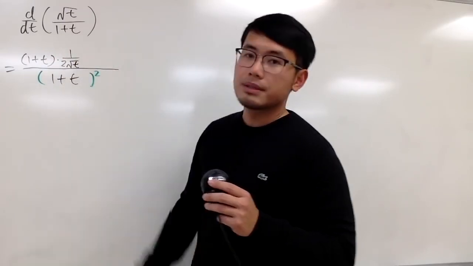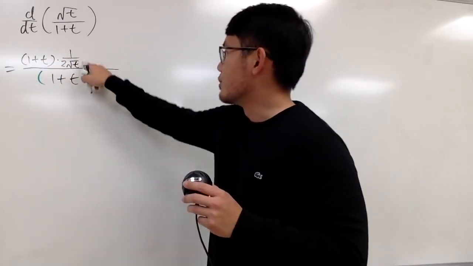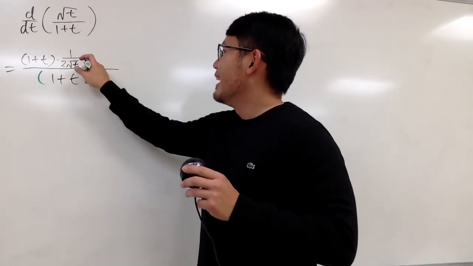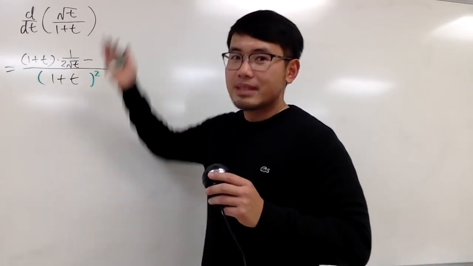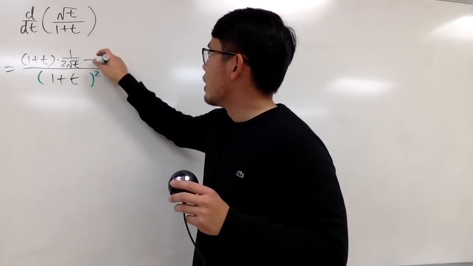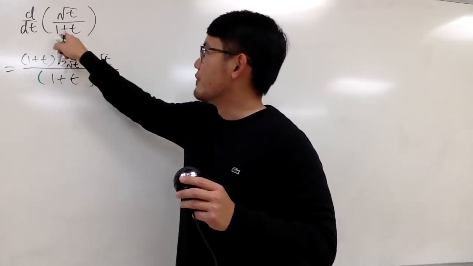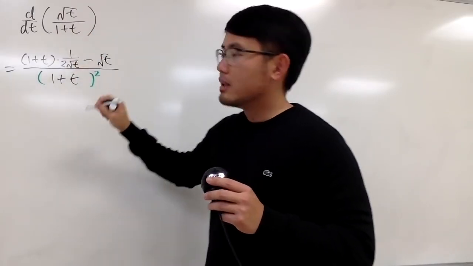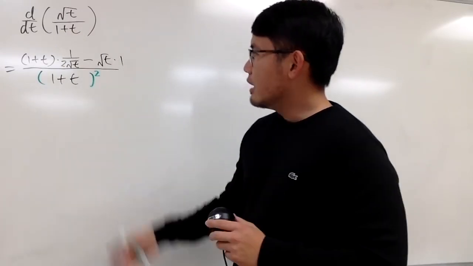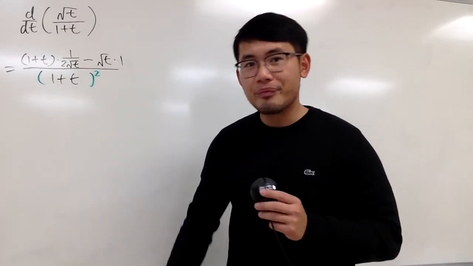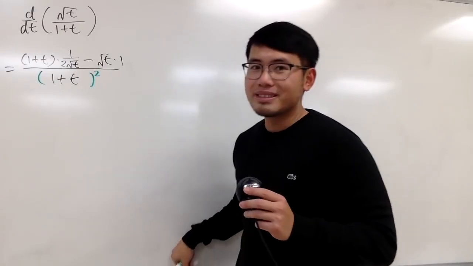That's the derivative for this. Well, that's the derivative of that. Anyway, and then you minus the top function, which is square root of t, and then times the derivative of the bottom. Derivative of 1 is 0, derivative of t is 1, so you multiply by 1. And that's it. That's the calculus part. Next is the algebra part.